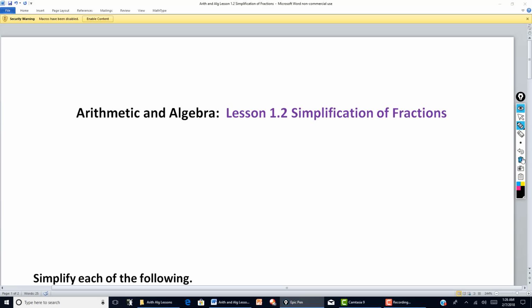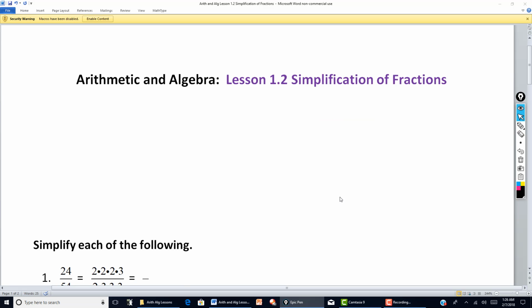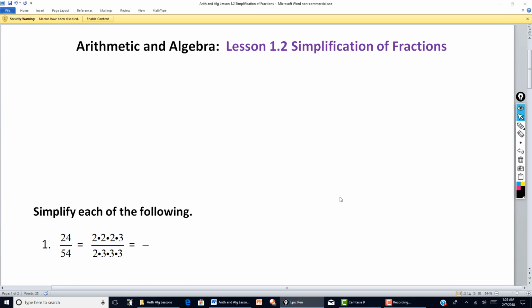Let's clear this, and let's look at what we're going to look at. Simplify each of the following. The word simplify actually means reduce, or write the fraction in lowest terms. In algebra you see simplify a lot. Instead of reduce, I use the word simplify, but they're pretty much equivalent.